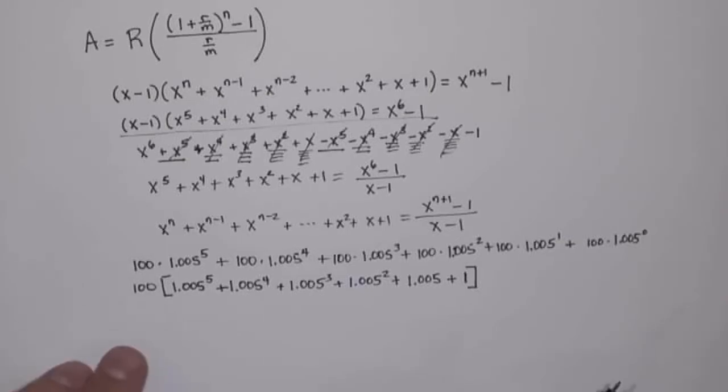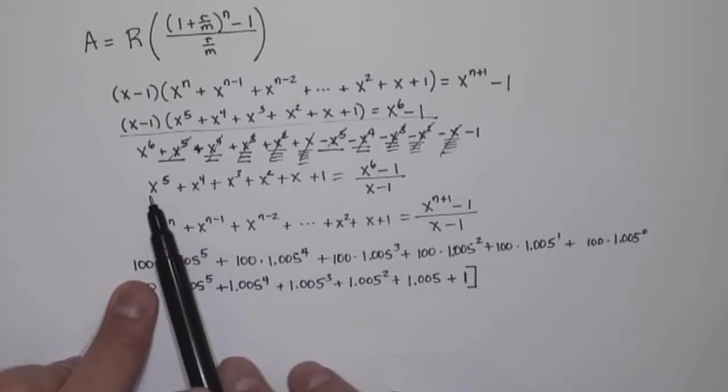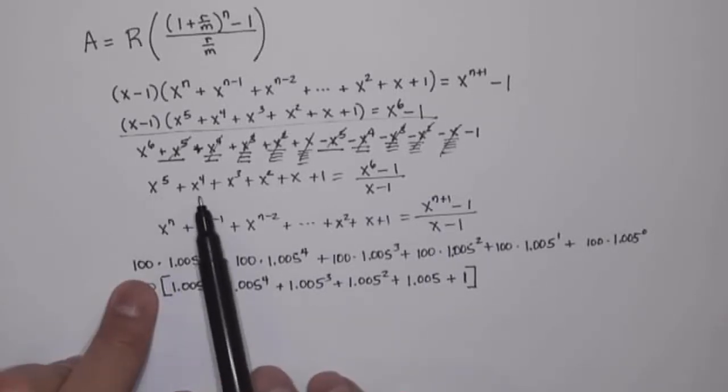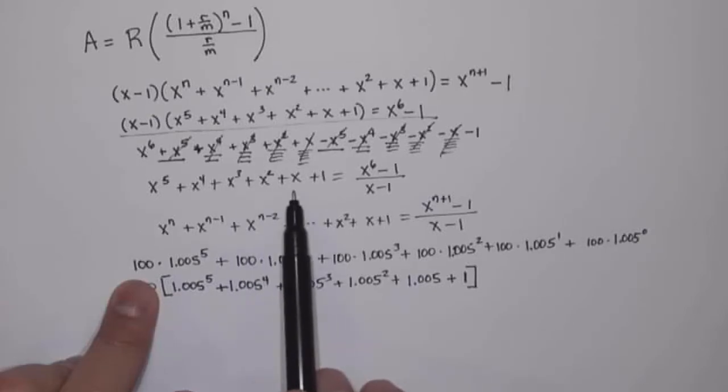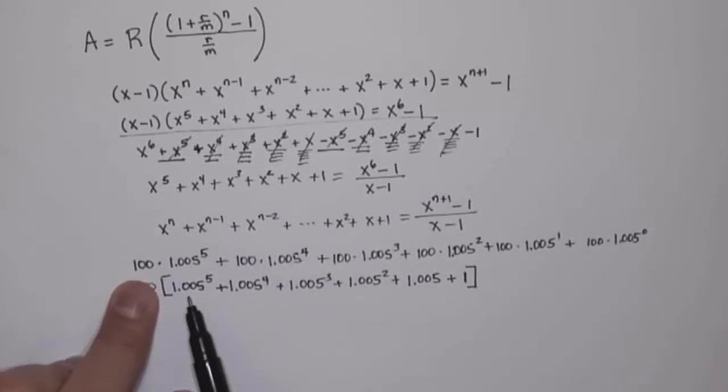Well, so what? Well, this problem right here inside the brackets is like what I have right here: x to the 5th, x to the 4th, x cubed, x squared, x, and 1, except instead of having x, I have 1.005. So it's 1.005 to the 5th, and then to the 4th, to the 3rd, to the 2nd, to the 1st, and then to the 0. So this is like the x, this is like the 1 that we have right here.